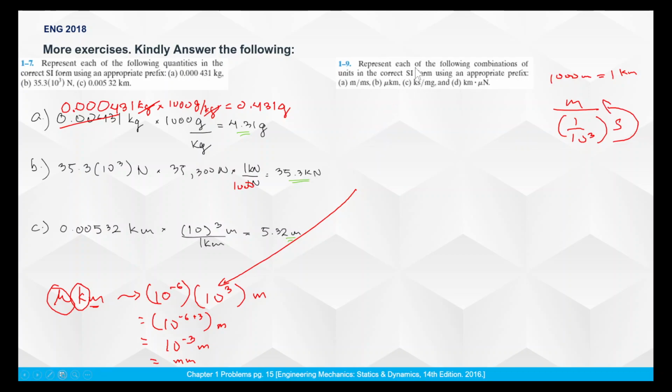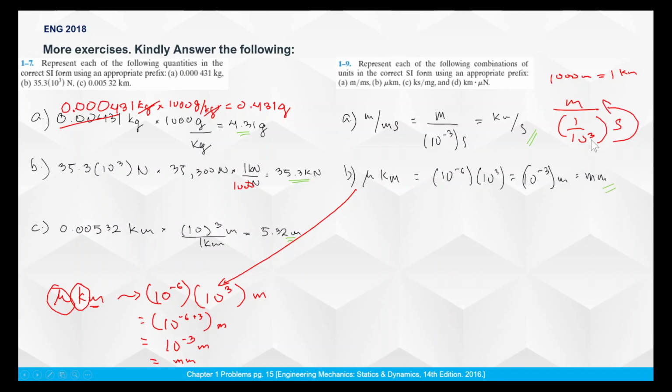Okay, so with number 9 naman, we're here with simplifying again yung mga units nito into its correct SI form and using appropriate prefix. For letter A, we have meters per millisecond. So we express that again in exponents. Magiging kilometer per second yan. Reciprocal, may reciprocal to. And then babato natin sa taas, so may 1,000 meters and then equals 1 kilometer.